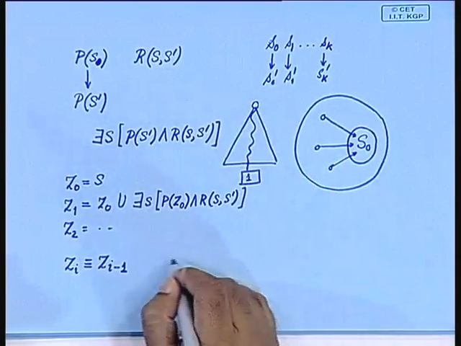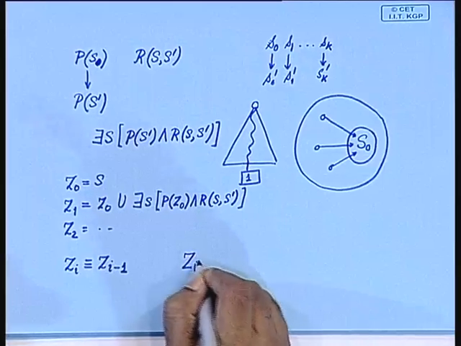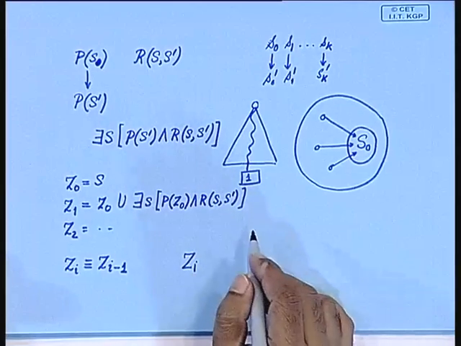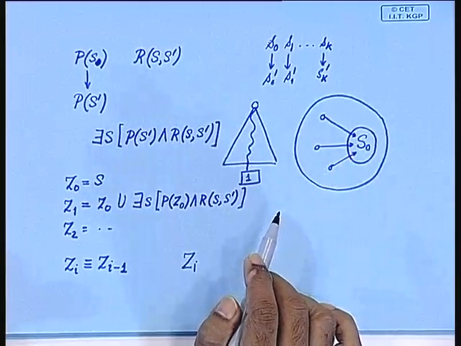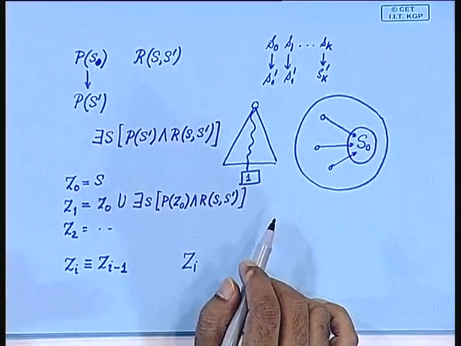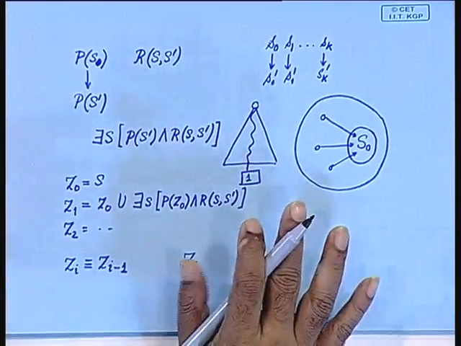What does the final Zi give us? It gives us the set of states from which a state in S0 can be reached, right. Is this part clear?